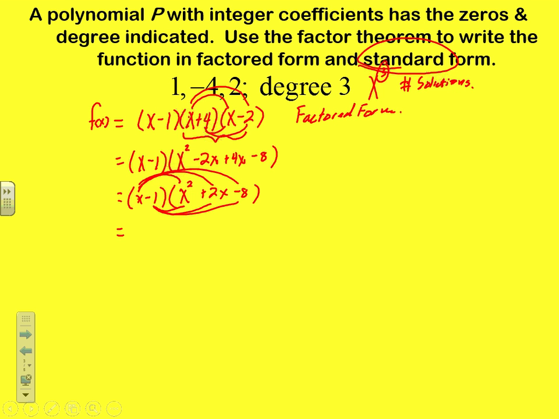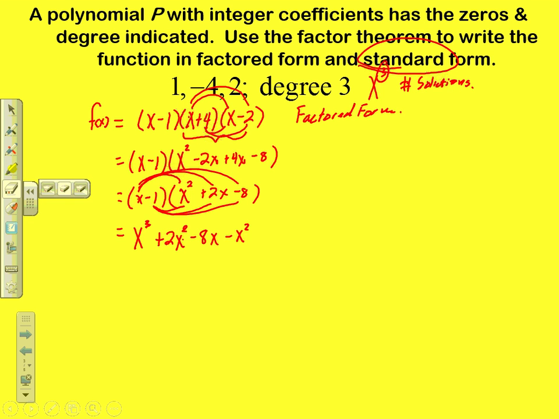So x times x squared is x cubed. X times 2x is a positive 2x squared. And then x times negative 8 is negative 8x. Now here's where I'm going to do something just a little bit differently than maybe what you've seen in some of your other algebra classes. Normally what we would do is we take the negative 1 and we would say minus x squared when we multiply it. And we would just kind of finish it out and write everything in one row.